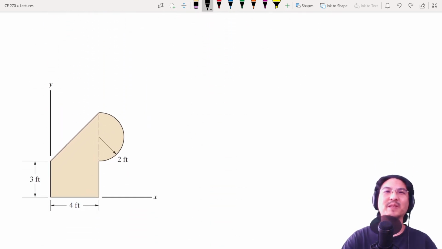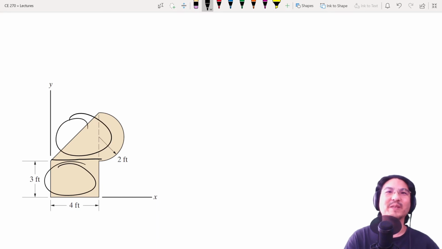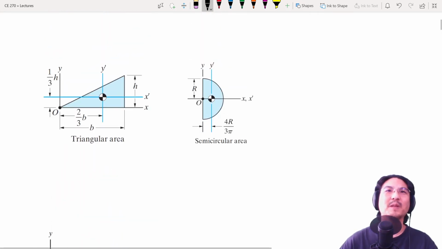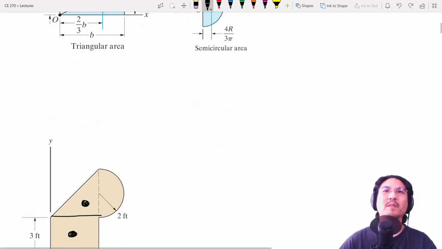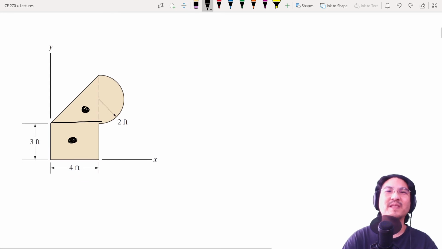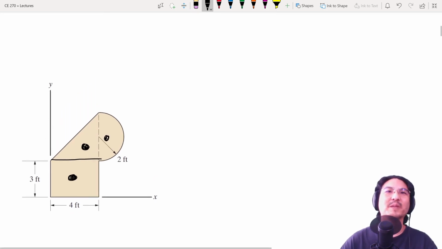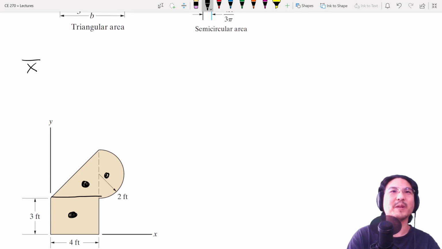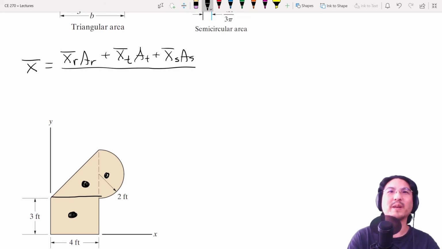Let's say you have a shape like this. Where's the centroid? Okay, it looks like a rectangle, a triangle, and a semicircle. And the centroid for the rectangle is here in the middle. For the triangle, here, according to the appendix. And for the semicircle, according to the appendix, here. So let's go with the x component. Where's the centroid? It's the centroid of the rectangle times the area of the rectangle, plus the centroid of the triangle times the area of the triangle, plus the centroid of the semicircle times the area of the semicircle, divided by the total area.